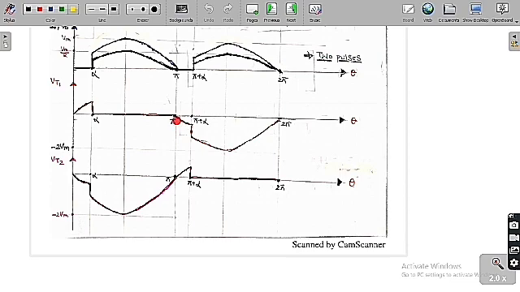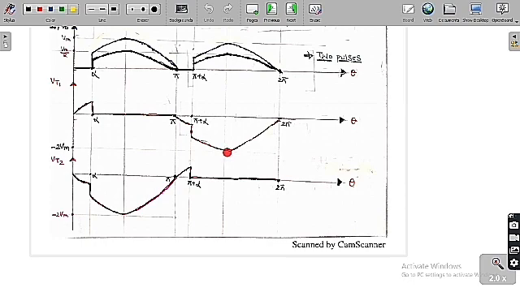After pi, VAN is negative, so it will always be under the reverse bias condition. So it will be like this, and these are the graphs we finally get. From this graph, the peak inverse voltage across thyristor T1 is minus 2 Vm, or simply we can say 2 Vm is the peak inverse voltage across thyristor T1.